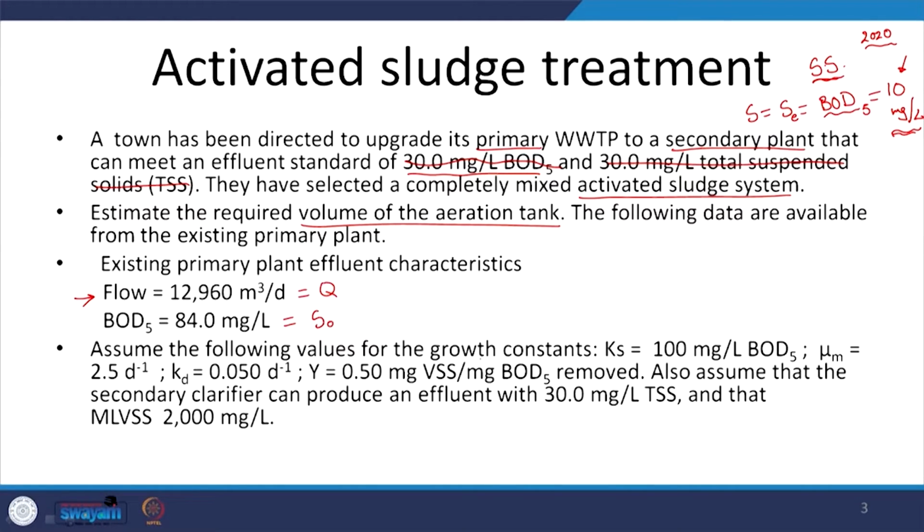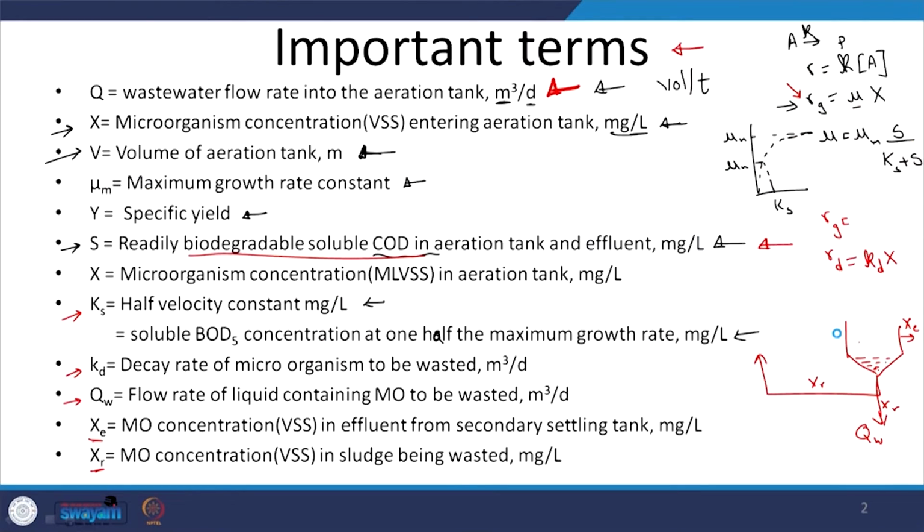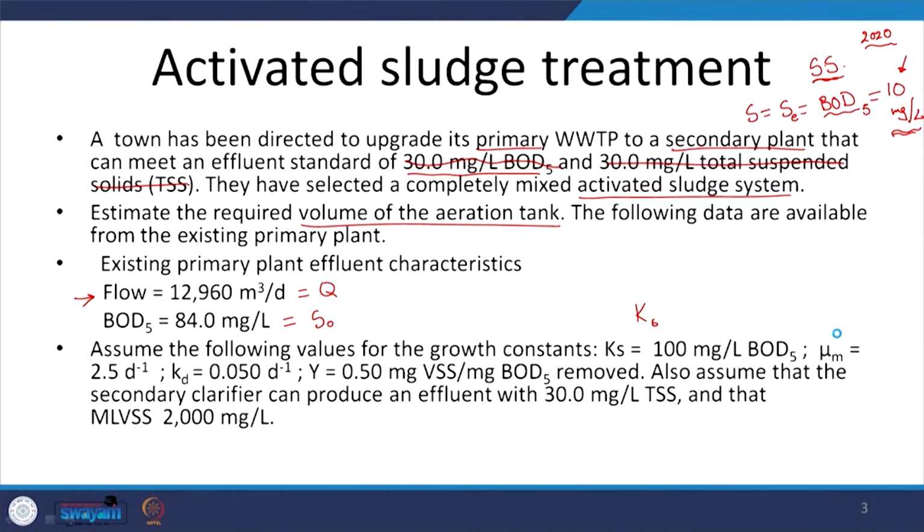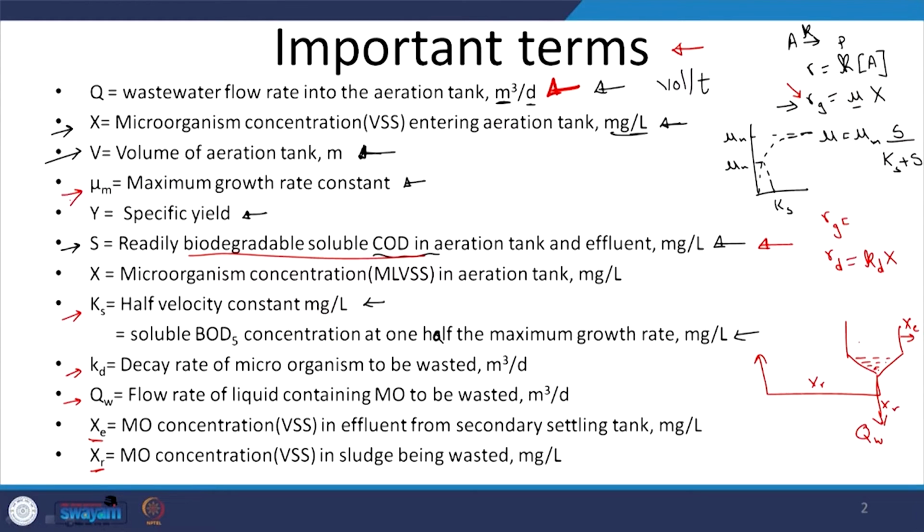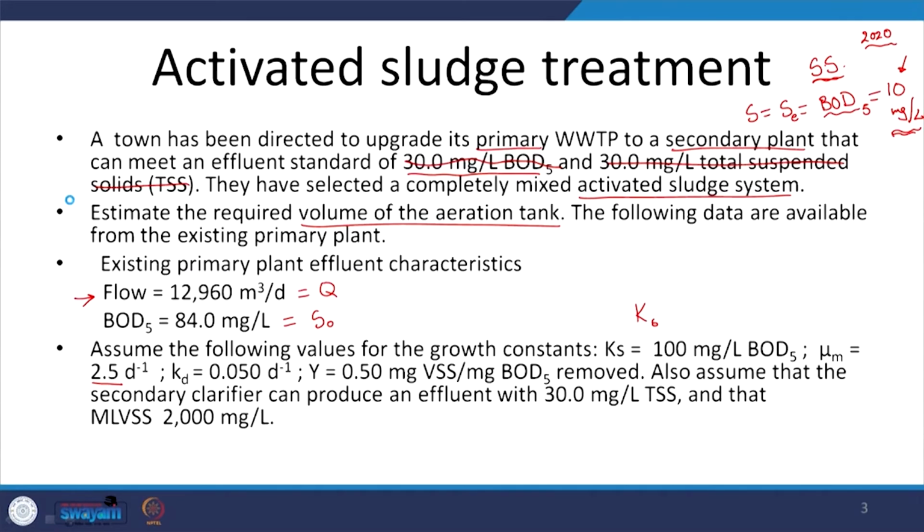Assume the following values for the growth characteristics. I know the half velocity constant Ks, and mu max, we already looked at it. The maximum growth rate constant is also there, 2.5 days. So, how do we get this? Typically from laboratory tests.